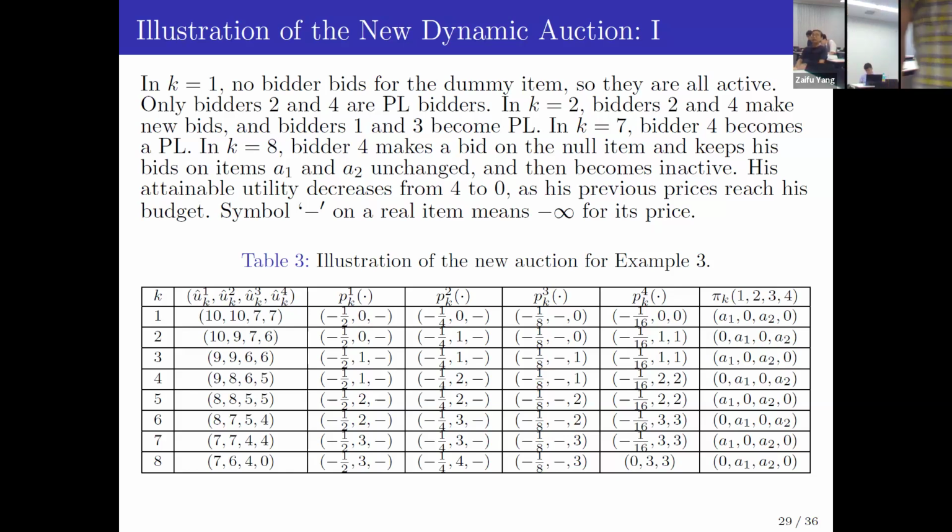Okay. So here you see that these two bidders, bidder 2 and bidder 4, are provisional losing bidders, so they will be offered new opportunities to make a new bid. So you see they will increase the bid, from 10 to 9 and 7 to 6, and also increase the bid on both.